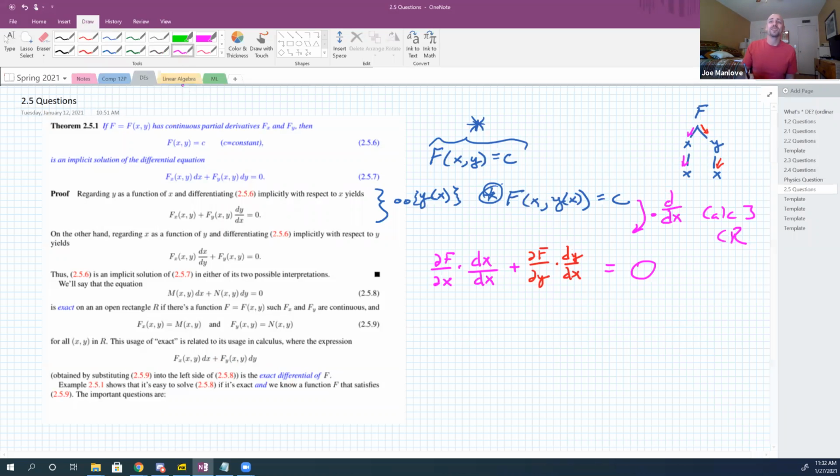So in the end here, we've got fx of x and y, times 1, and then fy of x and y, times dy/dx, is 0. And if we multiply both sides by dx, we get fx dx plus fy dy is 0.